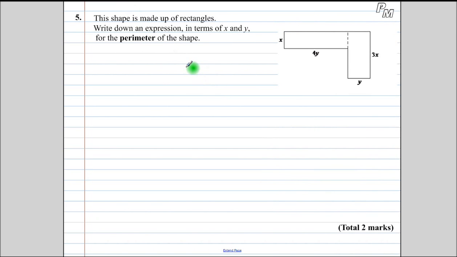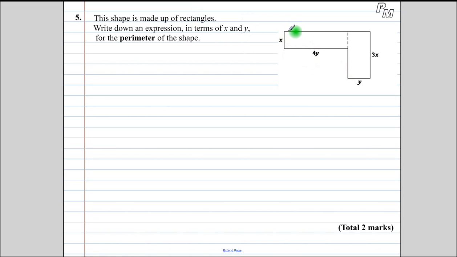Question 5. This shape is made up of rectangles. Write down an expression in terms of x and y for the perimeter of the shape. Now remember from an earlier question, perimeter is the distance around the outside of the shape, so we're going to add the side lengths together. We don't need the side lengths to be numbers in order to add them together, because we can find an expression which is just something involving terms that have got x and y, which represents the perimeter of this shape. But at the moment we don't know all of the sides, so we've got to work some of them out.